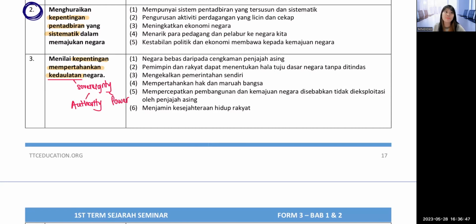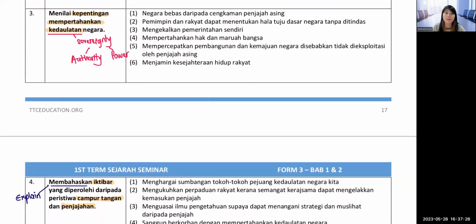So it's always the same. According to our kepentingan mempertahankan kedaulatan, it means that our country will be free from being conquered. Our leaders and people can determine our own direction without being bullied. And then we can maintain our self-government. We can defend our rights and our dignity. We can fasten our development and not being exploited by others. And last, can ensure the well-being of citizens. Guys, you're okay, right? You see, all these are your own answer. You can just put whatever you can think of.